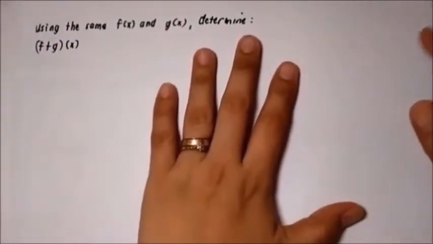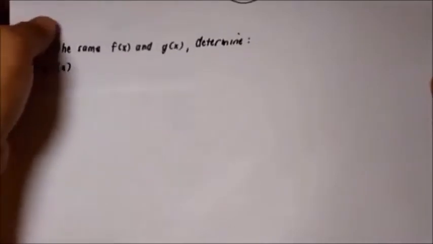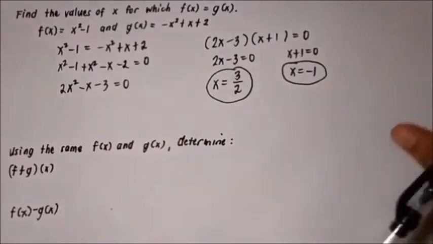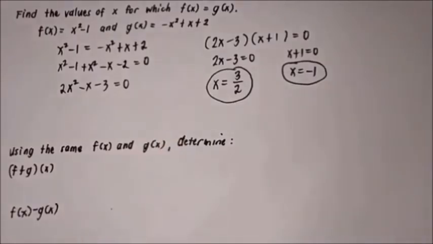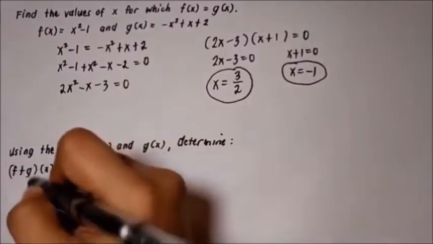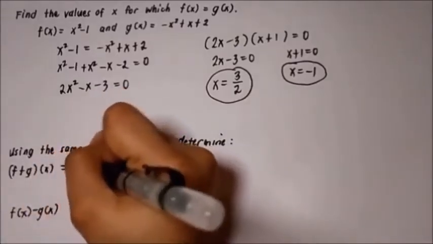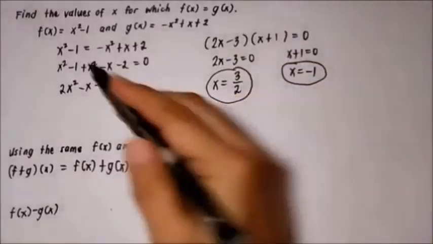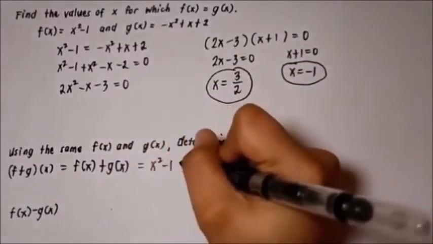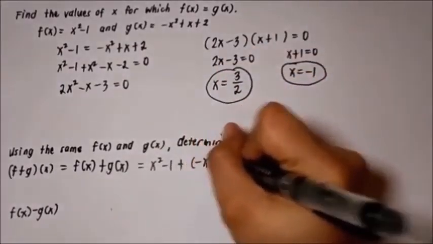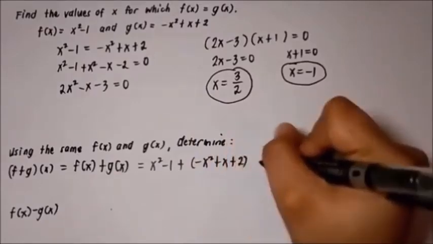So, using the same given, like this one, the given on our first example. So, using the same f of x and g of x, determine f plus g of x. So we will be having the operations of functions. F plus g of x is equal to f of x plus g of x. So let's write f of x, it's x squared minus 1 plus the value of g of x, it's negative x squared positive x positive 2.